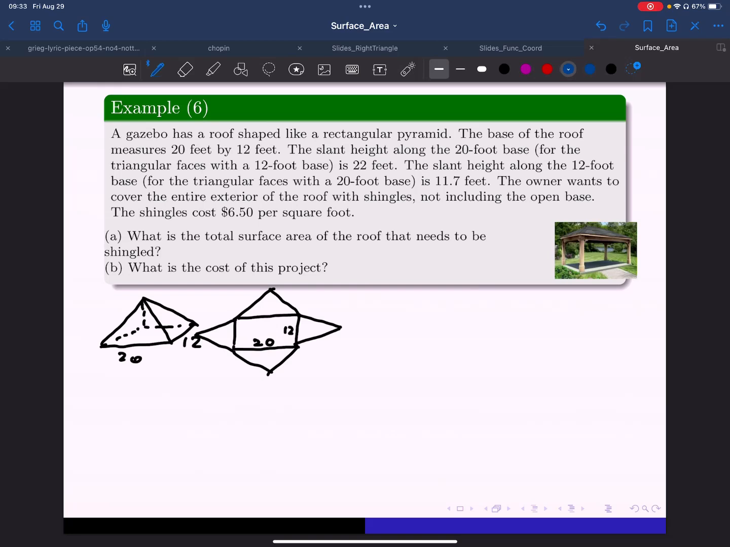So we have that slant height along the 20-foot base for the triangular face with the 12-foot. So here is this 12-foot. The slant height would be right here. That slant height is 22. So this one is 22. And then the other height is 11.7.